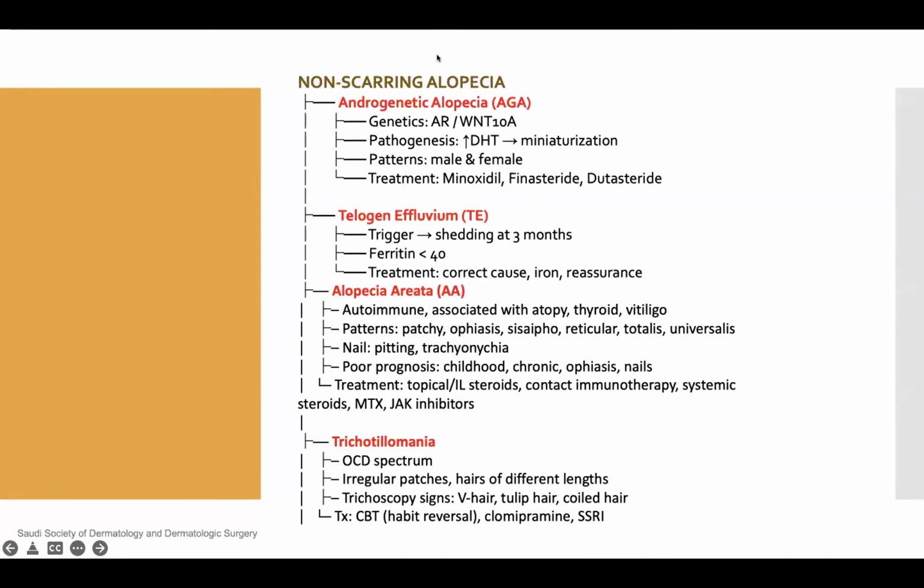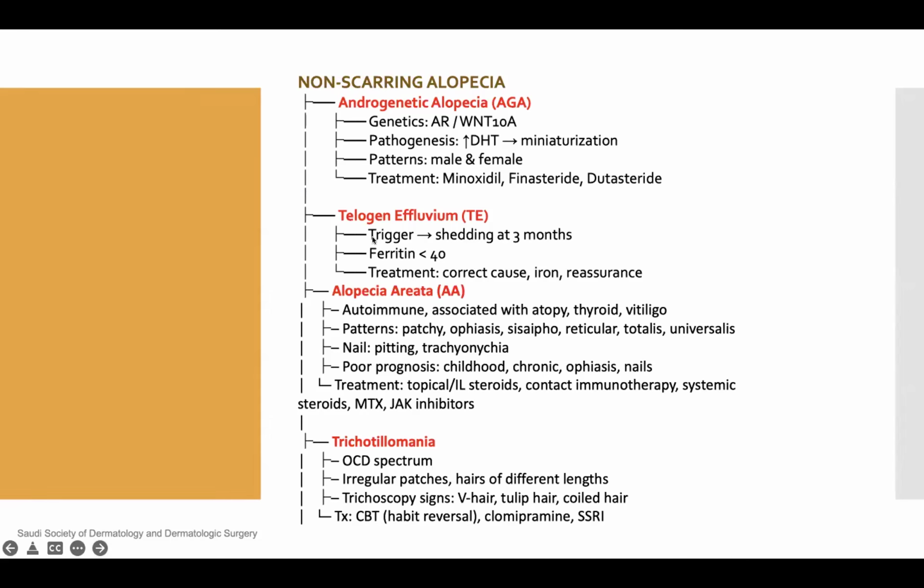Androgenetic alopecia, as we mentioned: genetic, WNT and androgen receptor. Pathogenesis: there is increased dihydrotestosterone, leading to miniaturization of the hair follicle. Pattern: male and female. Treatment is mainly minoxidil, finasteride, and dutasteride.